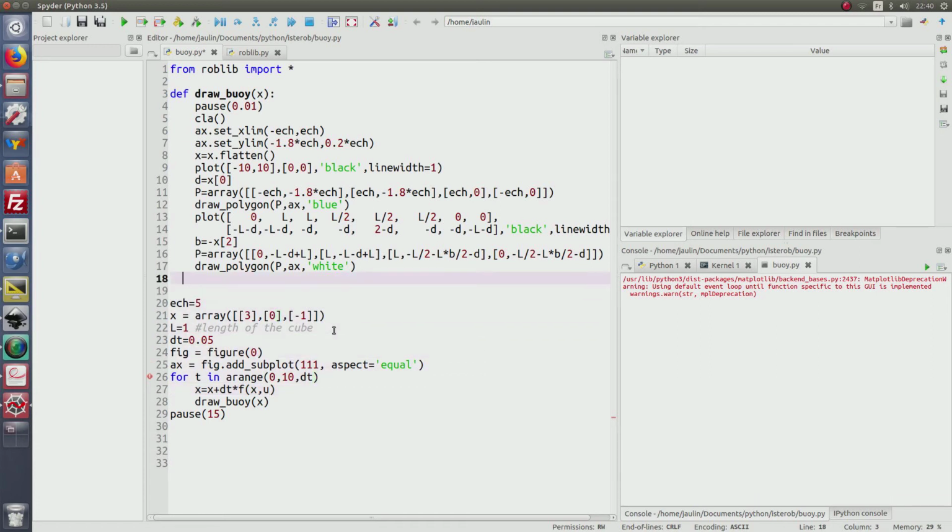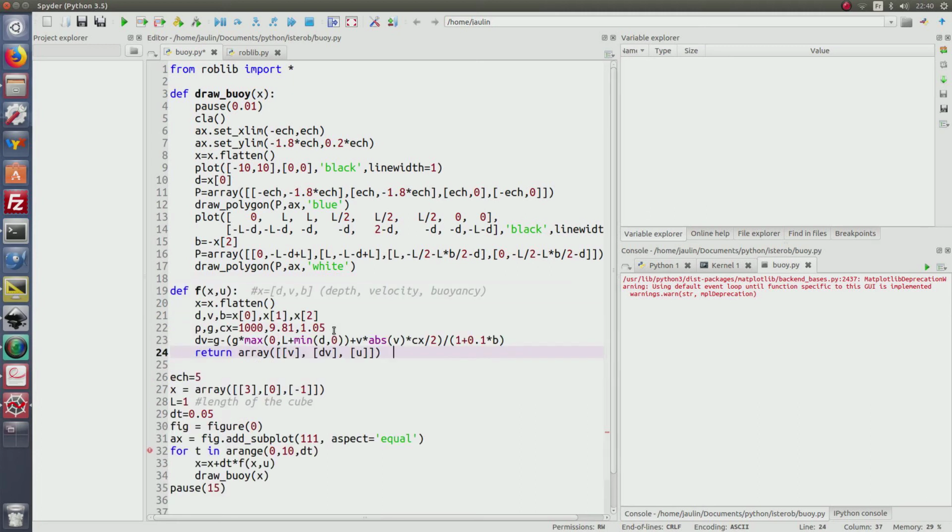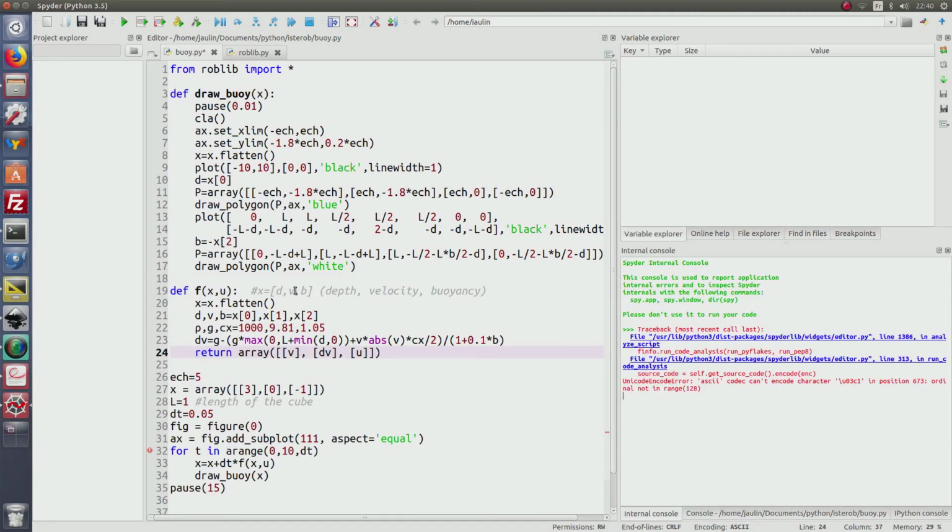I will have to add the evolution function, which is given here. So dvb corresponds to the depth, velocity and buoyancy. First I flatten the vector so that I can obtain x of 0 and x of 1 easily, and I initialize the depth, velocity and buoyancy variables thanks to the states. Rho is initialized to 1000 because it is the density of the water. It may correspond to rho 0. g is 9.81, classical, and for the cube the Cx is 1.05.